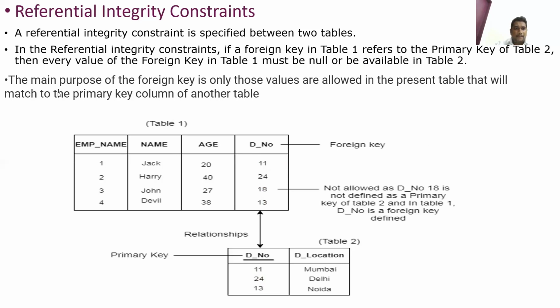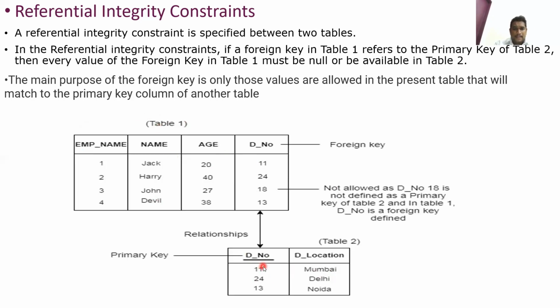The main purpose of the foreign key is that only those values are allowed in the present table that match the primary key column of another table. Whatever data is here must be available there also. See this example: this is a master table or referential table, or primary key table, and this is a child table or foreign key table.